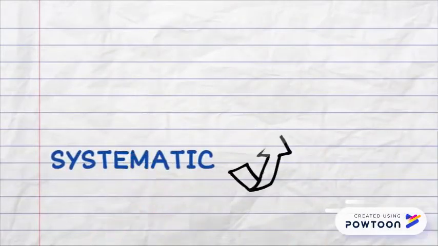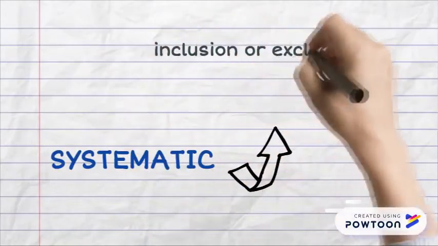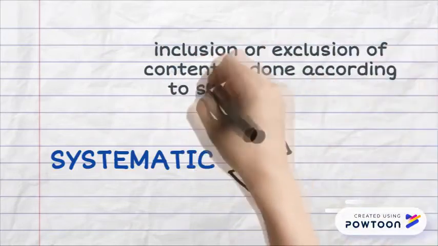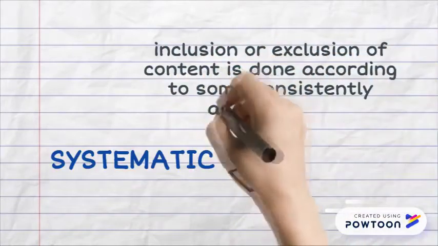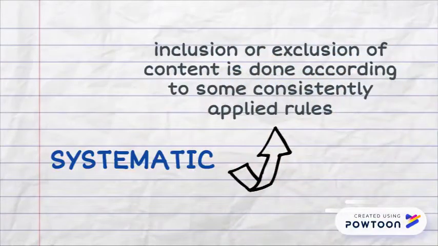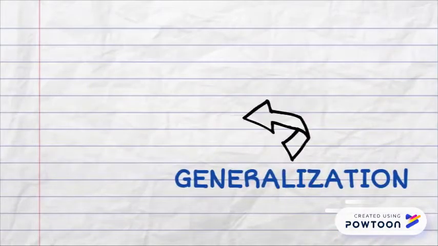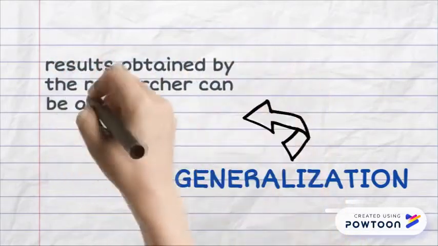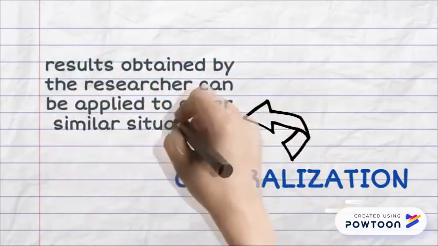The second one is systematic, which means the inclusion or exclusion of content is done according to some consistently applied rules, whereby the possibility of including only materials which support the researcher's ideas is eliminated. And the last one is generalizability, which means the results obtained by the researcher can be applied to other similar situations.